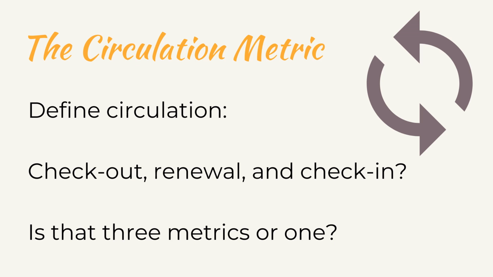So let's illustrate this with a typical library transaction. Item A is checked out to a patron. The ILS tallies a single checkout. Three weeks later, the item is returned to the library and the ILS tallies a check-in. Here we have two distinct activities, the item being checked out and the item being checked in.